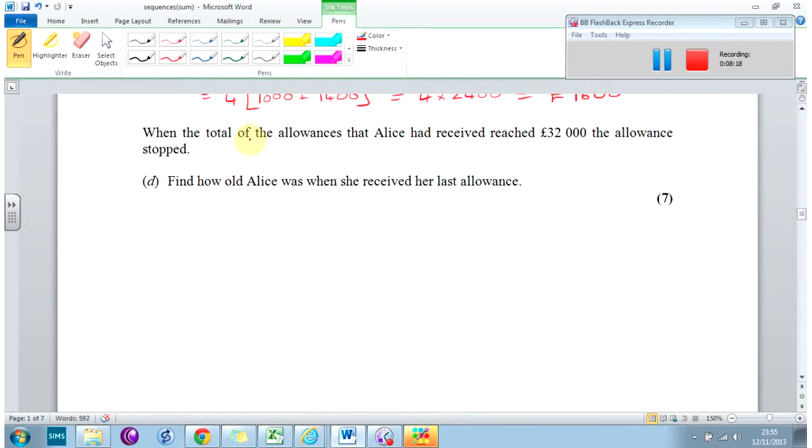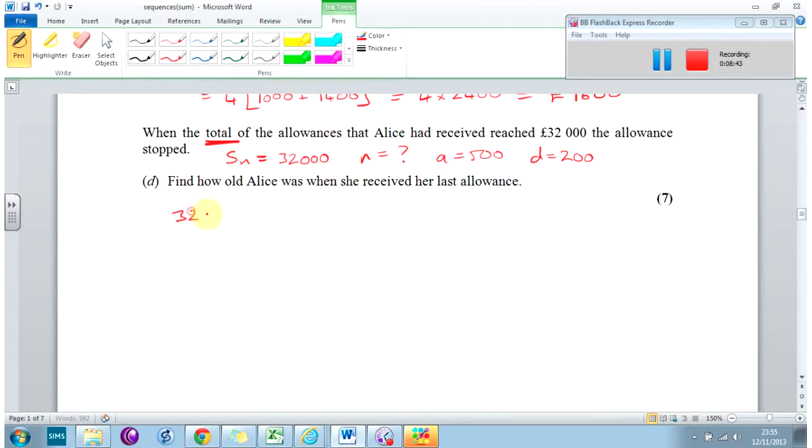Okay, now again it's a total problem, so it's another Sn. Total of the allowances Alice had received reached 32,000. So we know that the total is 32,000. We don't know what n is actually. We do know that a is 500. We do know that d is 200. So this is using the sum formula, and we're going to rearrange it for n. So let's go for it.